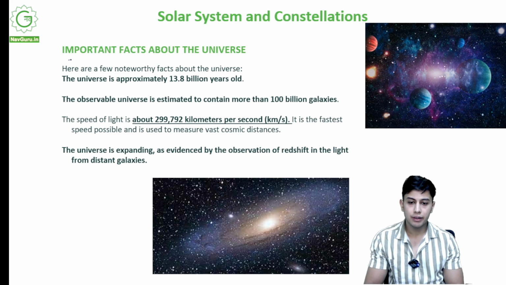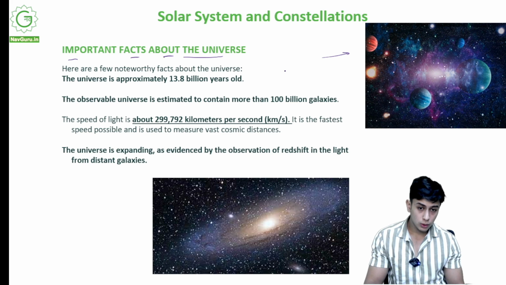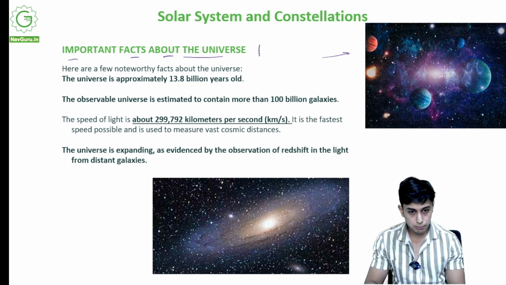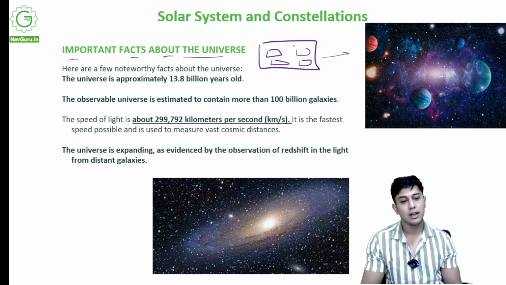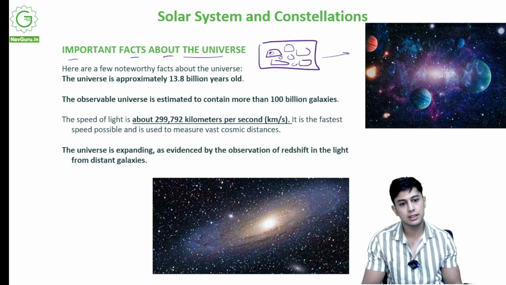Now, there are some important facts about this universe. The solar system is only a small part of this universe. This big universe has galaxies. Each galaxy contains billions of stars. Amongst these billions of stars, there is one small star, that is our sun. This is our sun and our solar system in this galaxy. And there are so many galaxies like this inside this universe. And this universe is constantly expanding.